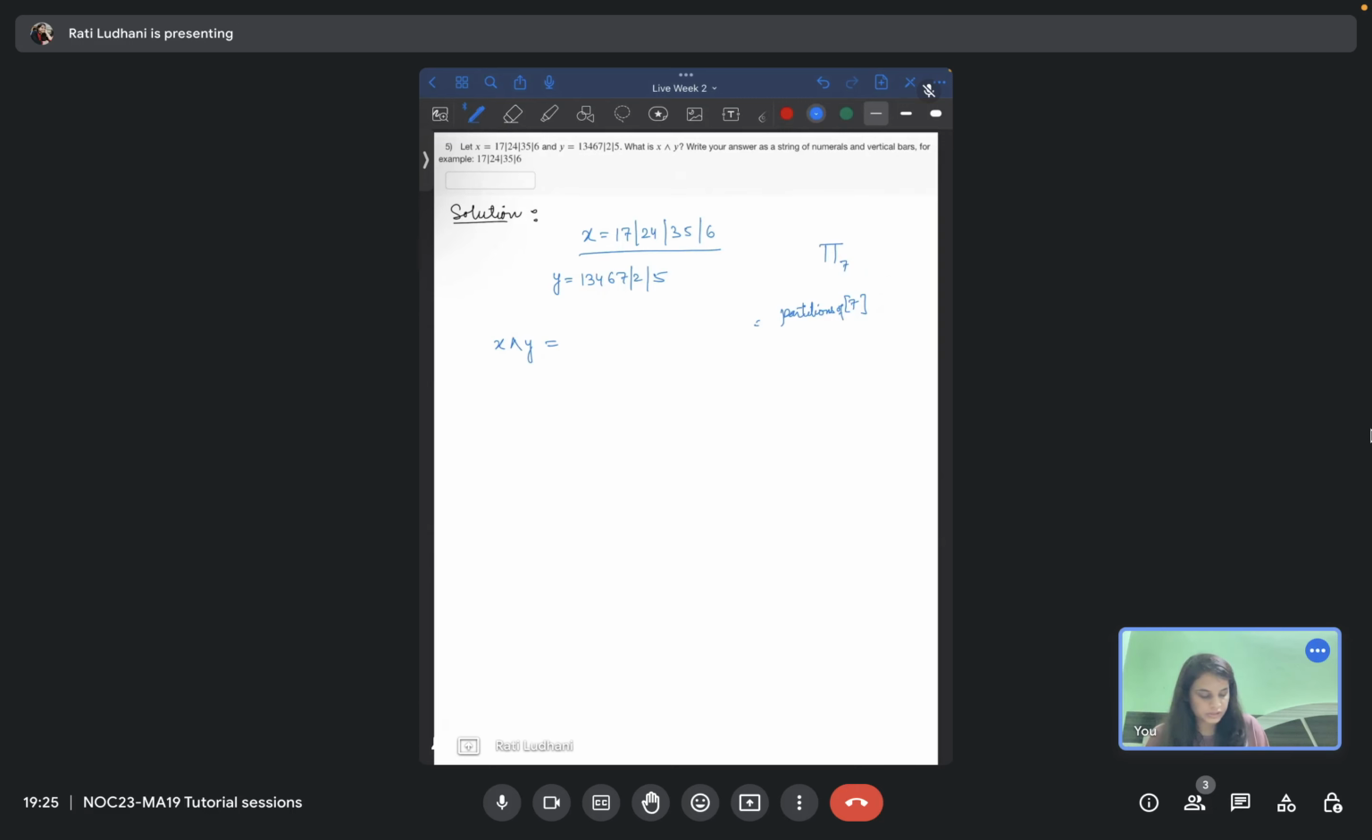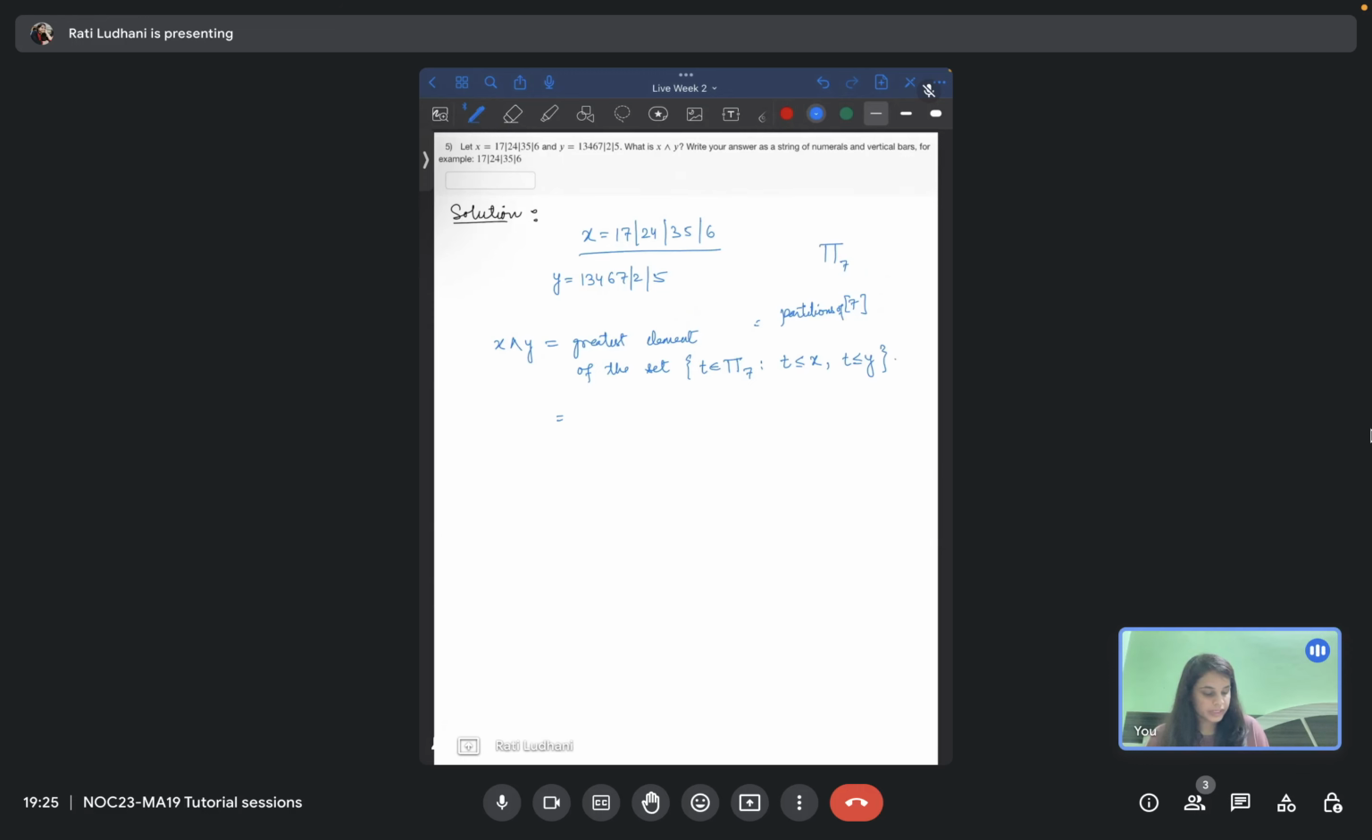So now let's try what is the meet. Meet is basically the greatest element of the set of all the t's belonging to, or maybe I'll write pi 7, such that t is less than or equal to x and t is less than or equal to y. So these two things, the greatest element of this set. What can you say about that?